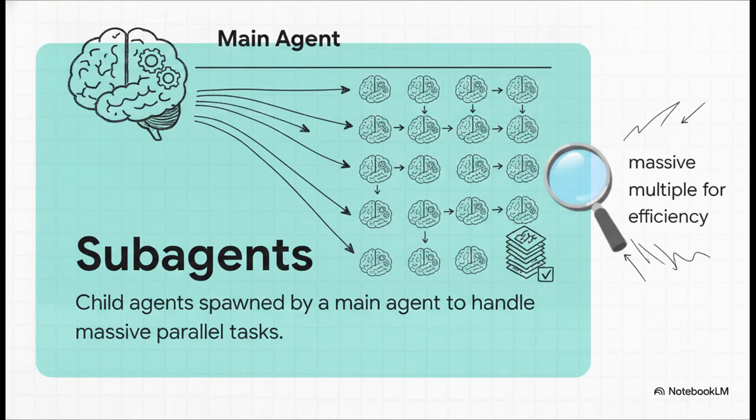We can also scale things horizontally using subagents. Say your main agent needs to review a massive codebase with 500 individual files. Doing that all at once would absolutely crush its context window. Instead, the main agent just spawns dozens of child subagents to do the work in massive parallel processing. Each subagent runs in its own fresh, clean context window, executes its specific security check, and reports back a concise summary to the main agent. It is a massive multiplier for efficiency.